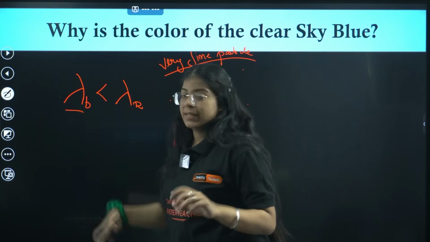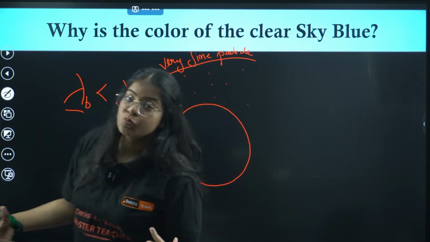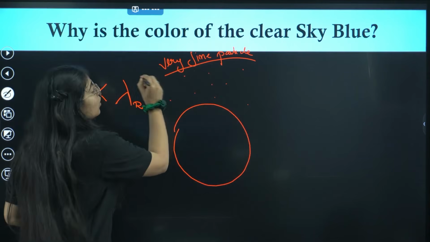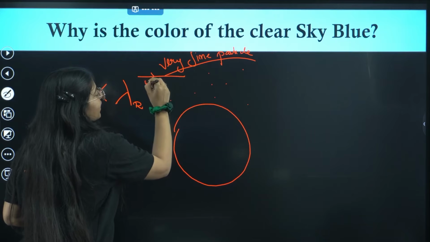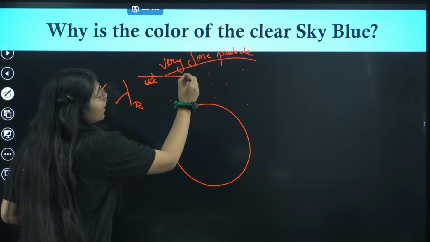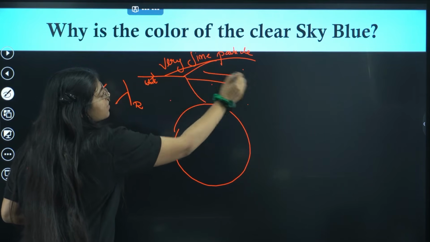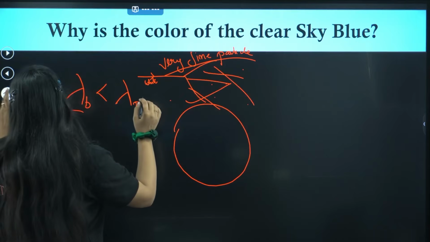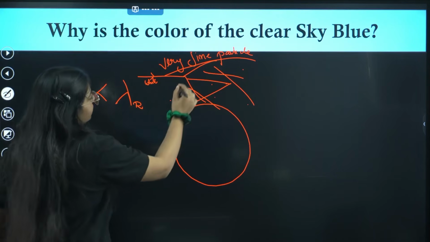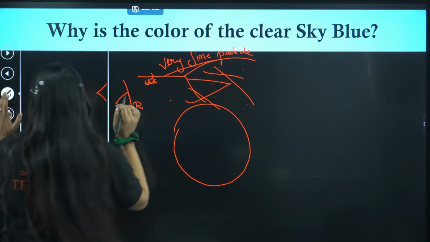Because wavelength of blue light is smaller, size of particles are smaller, hence the blue light, this is white light, gets scattered away. This is the blue light. So, it comes till here.